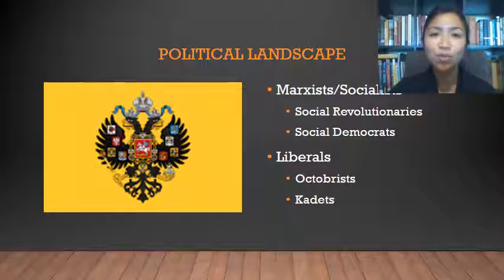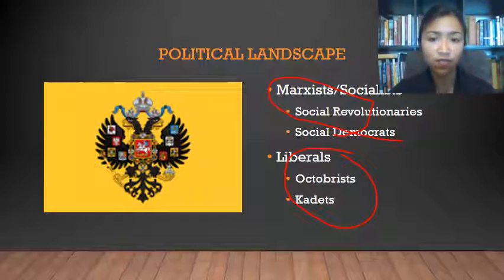Okay, I want to take a look now quickly at the two revolutionary parties that were considered Marxists or socialists. They were the ones that were heavily influenced by Karl Marx's Communist Manifesto, and later on we're going to look at the liberals or the more right-wing conservative parties because they sprung up after the 1905 revolution. So these two were active before the 1905 revolution. We'll look at the 1905 revolution and then we'll look at the liberals after that because I think that would make more sense.